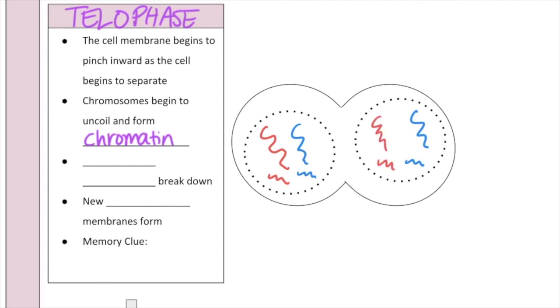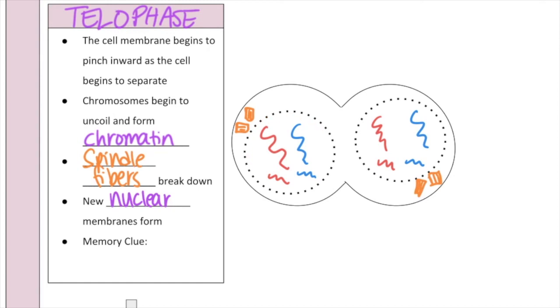So the chromosomes begin to uncoil and form chromatin. The spindle fibers begin to break down, so they're no longer there. The centrioles are still there, but the spindle fibers are no longer needed because the DNA has now been organized and separated into the different poles or sides of the cell. You can see that new nuclear membranes are forming. New nuclear membranes form, represented by the dotted lines here. If you need to label that, you can.